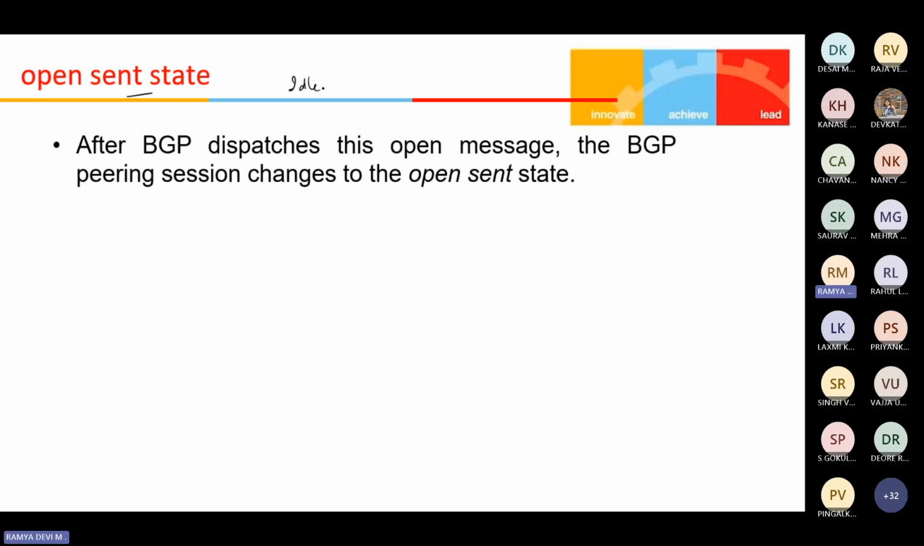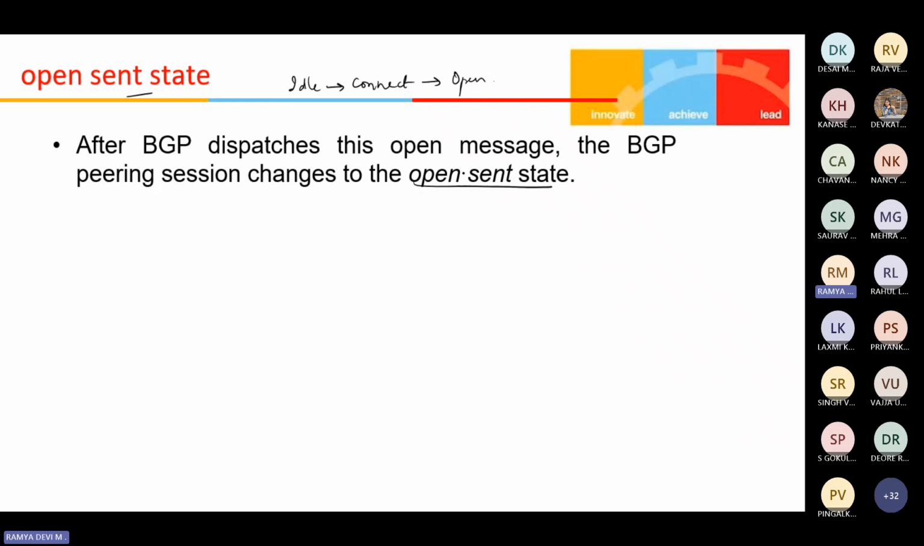From the idle state, it goes to the connect state. Once it is connected, it goes to the open sent state. Fine. So after the router sends the open message, the BGP session transitions into the open sent state. This means the key parameters, that is the version, autonomous system number, router ID, hold time, everything will be shared.